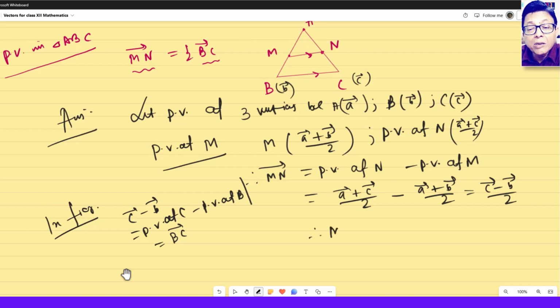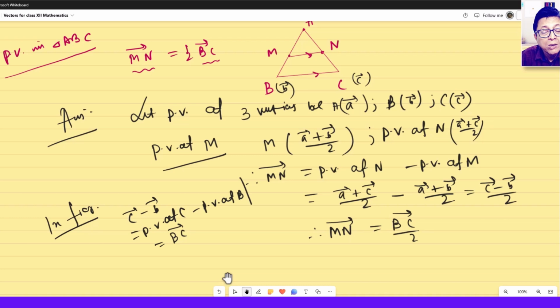So MN vector, what have you got? MN vector is BC by 2. It proves two things together. What are those? That MN is parallel to BC and MN is half of BC. So by vector, if you do it, your calculation will be easier and more clear than any other method you have learned before. It is vector algebra treating the problem of geometry. We will be solving many sums in future based on this concept.